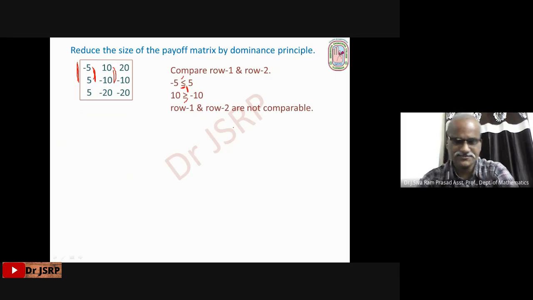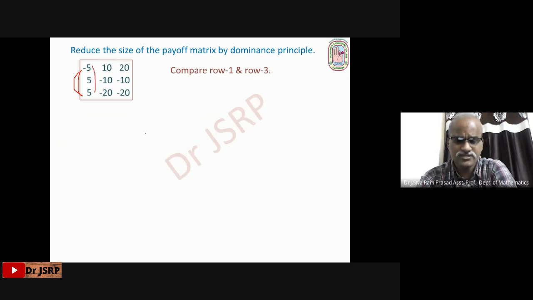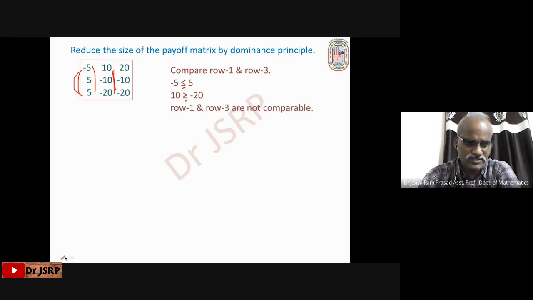So leave it. Next compare row 1 and row 3. What are the first elements? Minus 5, 5. So minus 5 is less than or equal to 5. Second elements, 10 and minus 20. So 10 is greater than or equal to minus 20. So here the inequality changed. One is less than or equal, one is greater than or equal. Therefore row 1 and row 3 are not comparable. So leave this combination.